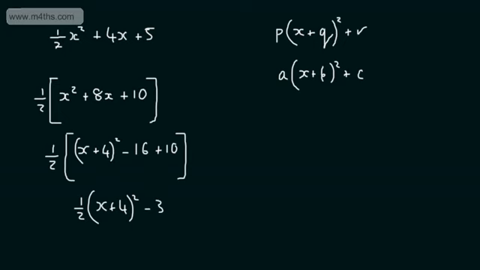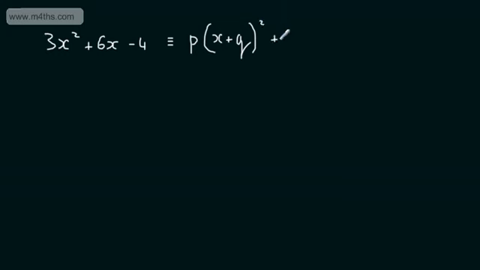In this one, I think we'll do something different. Let's say we've got now 3x squared plus 6x minus 4. And what we're going to be given is an identity. So with an identity, it holds true for all values. What we're going to look at doing is finding the values of p, q, and r such that this holds true. So you might be asked to find the values of p, q, and r.